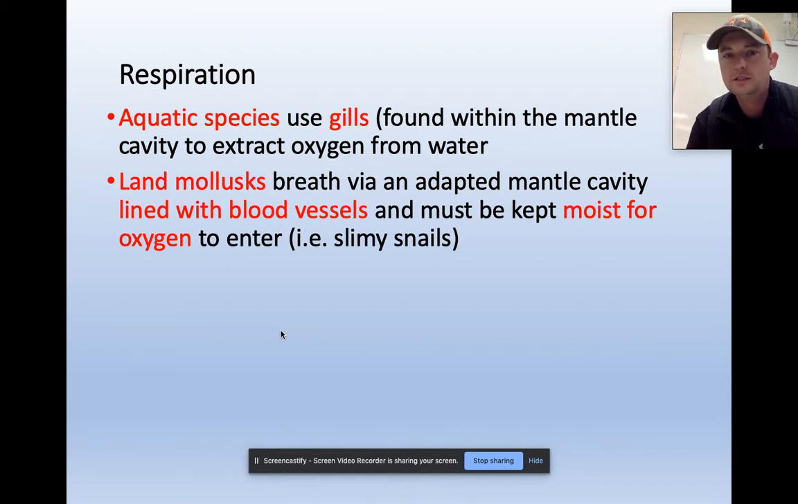One of those adaptations is the mantle cavity, the space between the shell and the visceral mass, the internal organs, which is lined with blood vessels. And these have to be kept moist, usually with some type of mucousy substance. Therefore, oxygen and carbon dioxide diffuse in and out. It's the same adaptation that we have in our lungs: if you've ever been sick and you're coughing up more phlegm, our lungs have to be moist to allow for the diffusion of oxygen and carbon dioxide in and out of the cell.